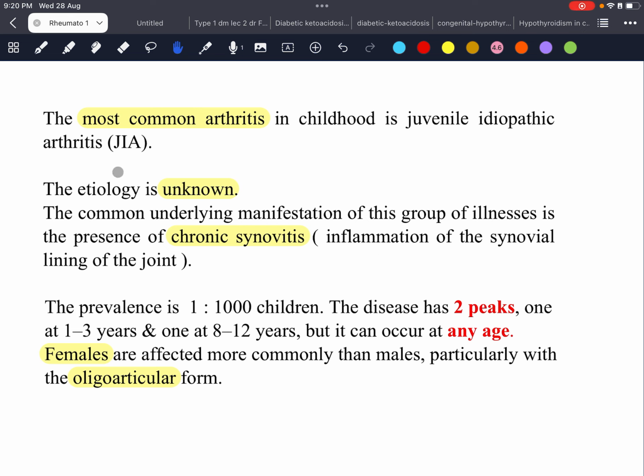Juvenile idiopathic arthritis is a common name that has subtypes. The most common subtype is the oligoarticular form, and in this form, females are affected more than males. We also have a subtype called enthesitis-related juvenile idiopathic arthritis, or ankylosing spondylitis. In this form, males are affected more than females.